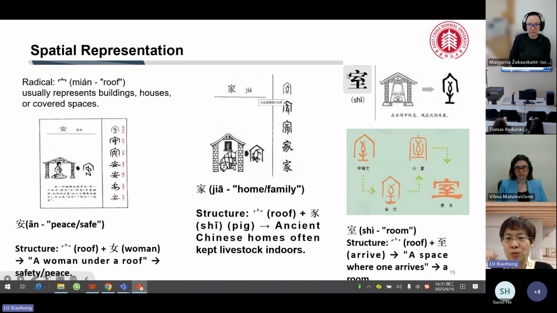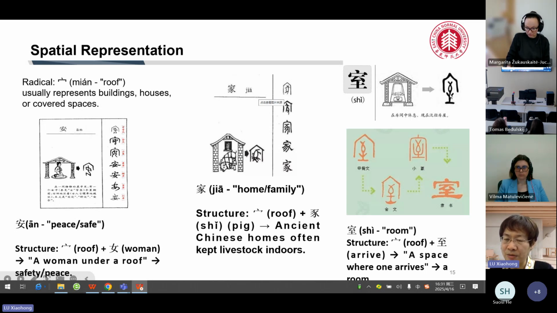Now this word is 室. We have the word 教室. Originally 室 here has the roof, and then here is something. Let's see. That's the oracle bone inscription. Here it means an arrow.